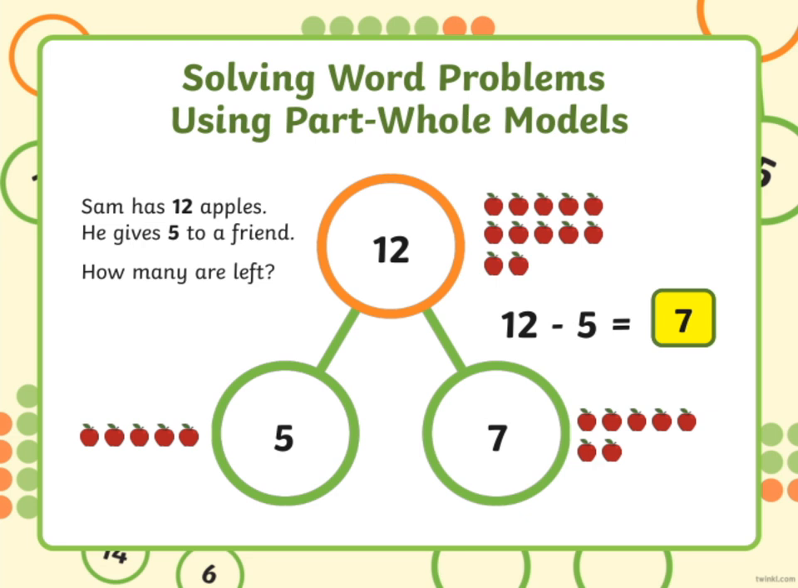Remember, the key idea here is to think of the total as a whole, and the part given away as a piece taken out. This helps us visualize the problem clearly. The main concept is that subtraction models the part of the whole that's been removed. By understanding the problem this way, we can easily find out how many apples are left. So, in this case, we just subtract 5 from 12 and find out that Sam has 7 apples remaining. This approach connects directly to our overall theme of using part-whole models to solve word problems efficiently and accurately.